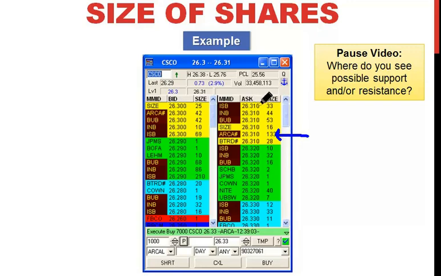So 2631, I would consider the level of resistance, combining these two things. I say 2629 on the support side. Why do I say that? Well, first, a lot of market makers, granted these ones are probably hiding orders.